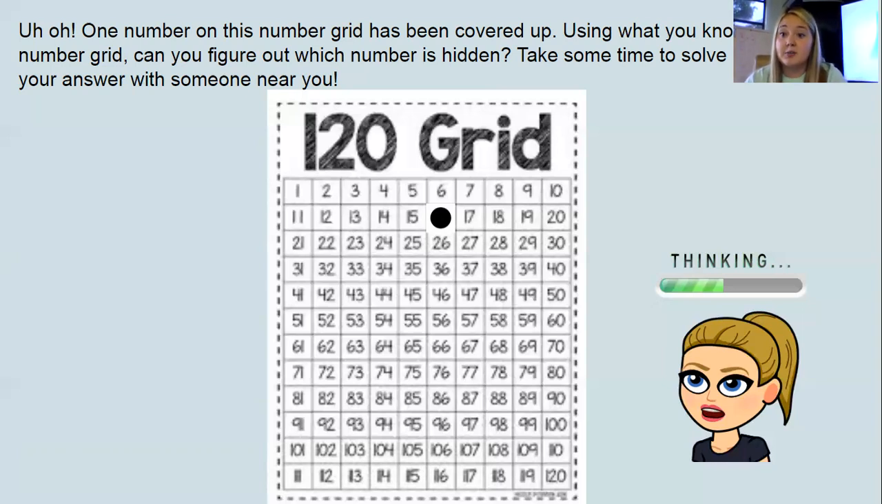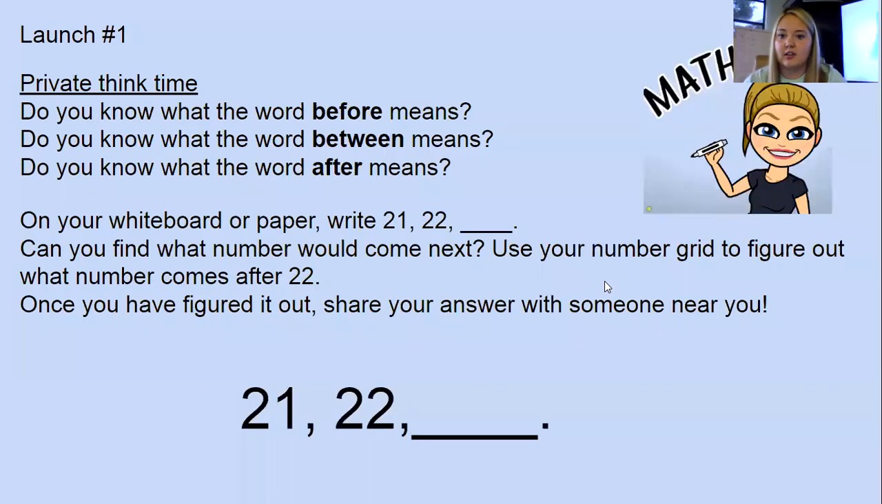This is what we are going to be doing today, using our number line to fill in the blanks or fill in numbers that are missing, just like this one is missing from our number grid. And in case you're wondering, the number I covered up is 16, but I'm sure you all got that because you are so smart. Okay, let's move on to our first launch.